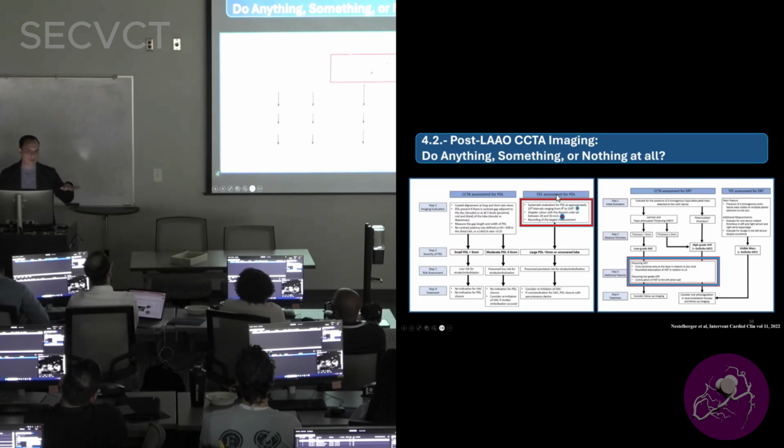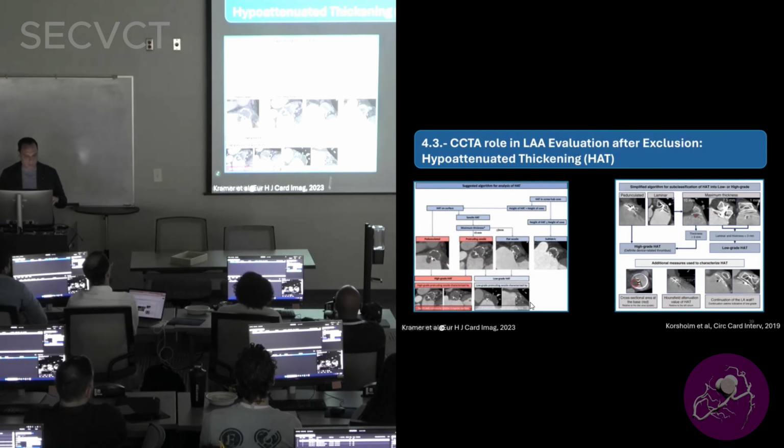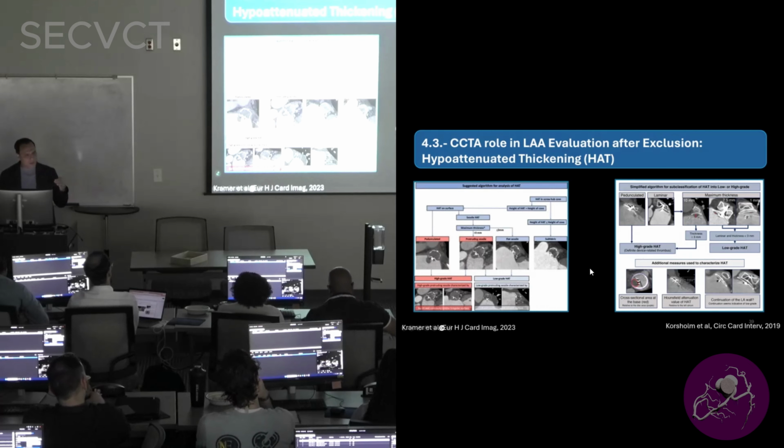And the big things that you want to look into are peri-device leak or device-related thrombus. So I would recommend this paper by Nesselberger from 2022, very informative. And this paper by Kramer and another one by Korshom. One goes into the plug device and one goes into the double seal device, and it allows you to grade the hypoattenuation thickening.